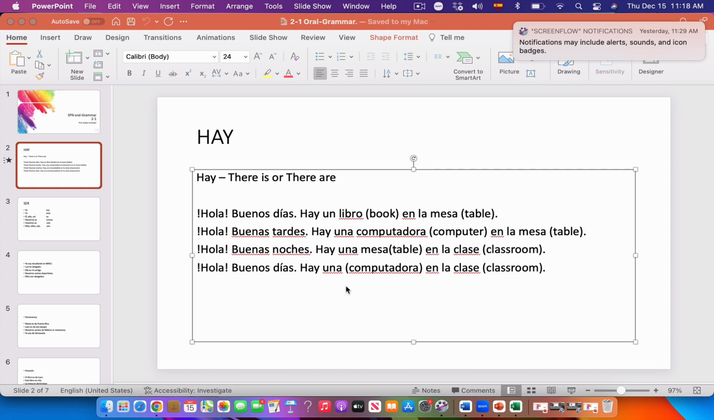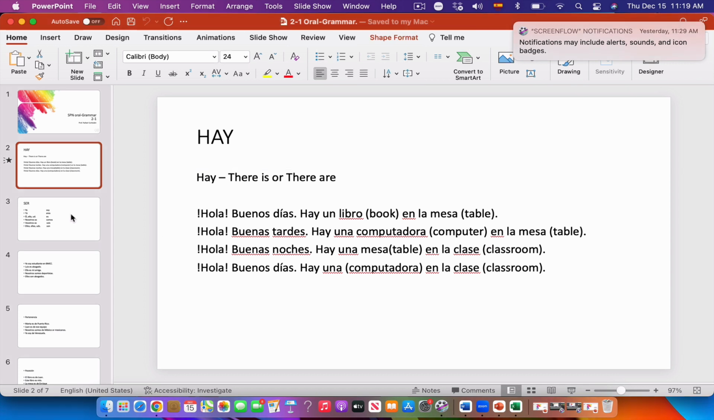And the last one is, hola, buenos días. Hay una computadora en la clase. Hello, good morning. There is a computer in the classroom.